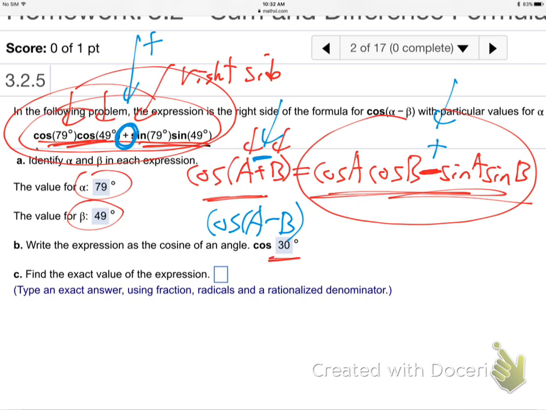Cosine of A minus B. You tracking with me on that? Does that make sense? I didn't notice that at first. I tried adding the angles and had the wrong answer. I don't know if you noticed.